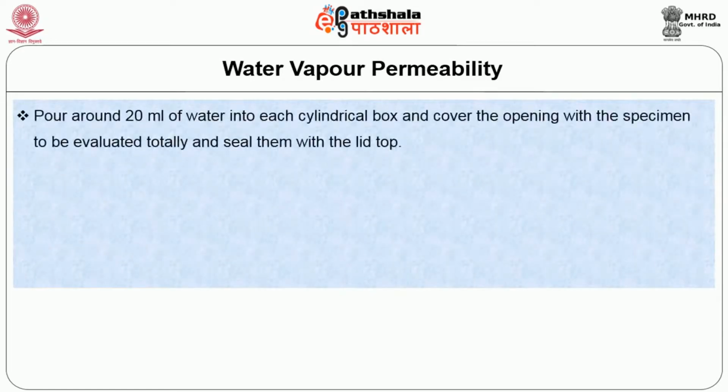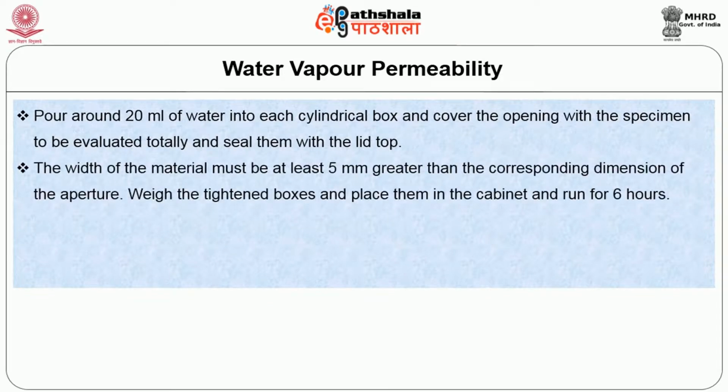Pour around 20 ml of water into each cylindrical box and cover the opening totally with the specimen to be evaluated and seal them with the top lid. The width of the material must be at least 5 mm greater than the corresponding dimension of the fabric aperture. Weigh the tightened boxes, place them in the cabinet and make the total setup run for 6 hours.